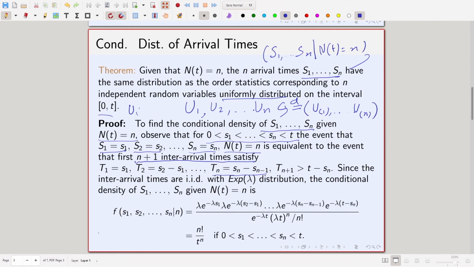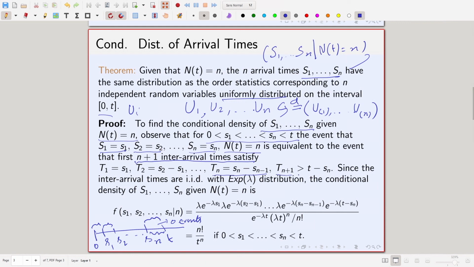Let me draw a picture that should make things clearer. So this is 0, say this is S1, this is S2, and so on, this is Sn, and this is t. Now this is the first interarrival time, this is the second interarrival time and so on. Also, since up to time t there have been n arrivals, you know that in this interval there have been 0 events, right? Or in other words, the n plus first interarrival time should be greater than the length of this interval, which is t minus Sn.